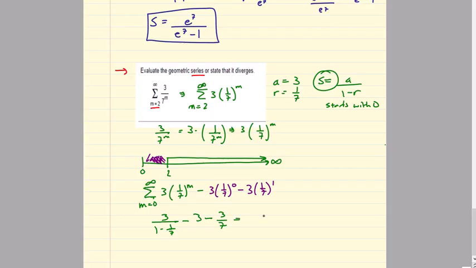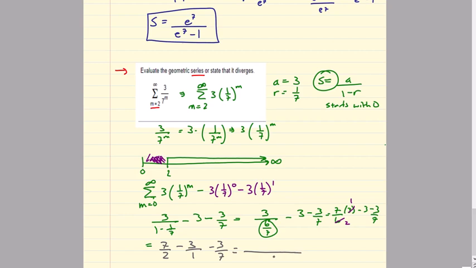Okay, and then I can just work through this. 1 minus 1/7 would be 7/7, minus 1/7 is 6/7, minus 3 minus 3/7. When you divide by a fraction, you multiply by the reciprocal. So this would flip right here. So 7/6 times 3 minus 3 minus 3/7. So lots of arithmetic here. And I do notice that 3 cancels here twice into 6. So now I have 7 over 2 minus 3. I'm going to write that as 3 over 1 minus 3/7.